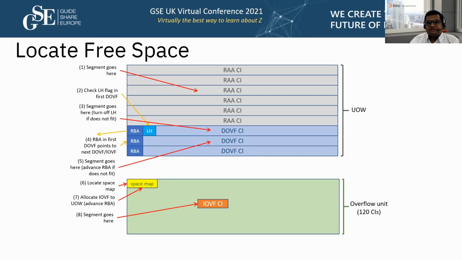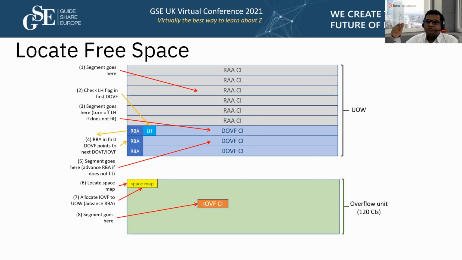And if there is enough space, it will get stored in that DOVF block. But if there is not enough space, it will go to the next DOVF block and see if there is enough space. If it is not there, it will go to the next DOVF block, and so on and so forth. Let's say it reaches the last DOVF block.